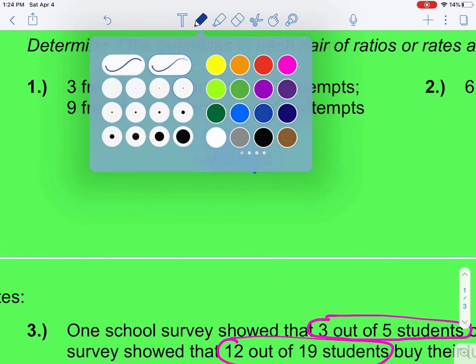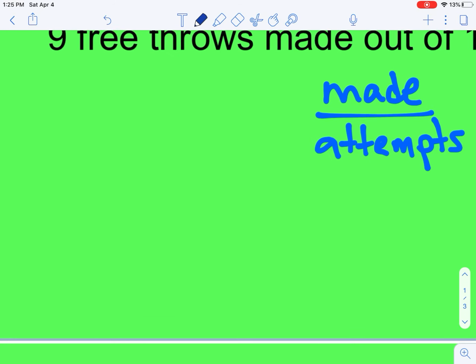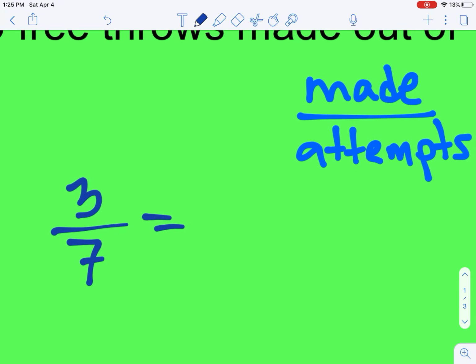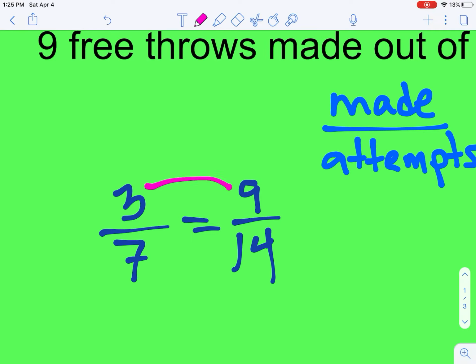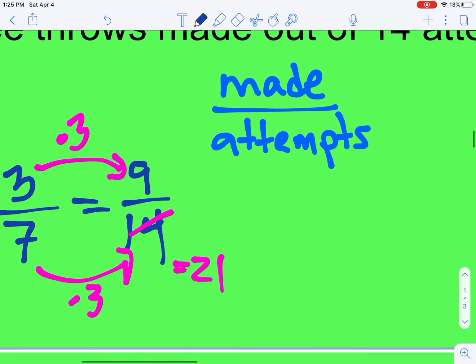So my first problem is talking about free throws shot and how many attempts. So my first one is 3 free throws made out of 7 attempts. And that is supposed to be the same as 9 free throws made out of 14 attempts. So the first thing I look at is I see, how do I go from 3 to 9? To go from 3 to 9, I multiply by 3, which means I need to do 7 times 3 as well. But 7 times 3 is 21. It is not 14. Therefore, this is not proportional.